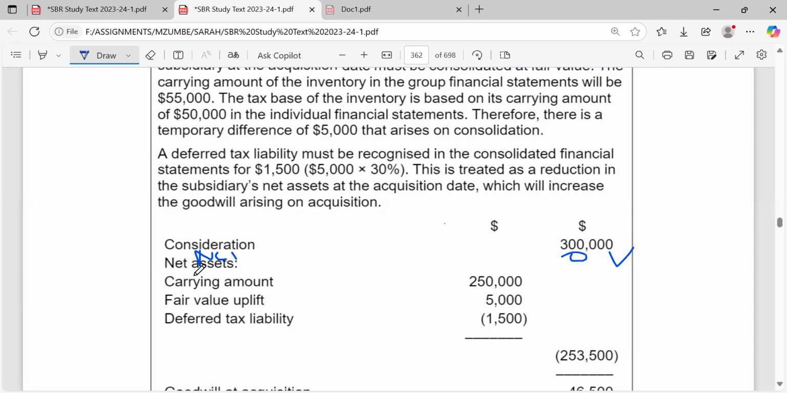Then we deduct the fair value of the net assets. Now, to get the fair value of net assets, of course, there are several ways of getting the fair value of net assets.